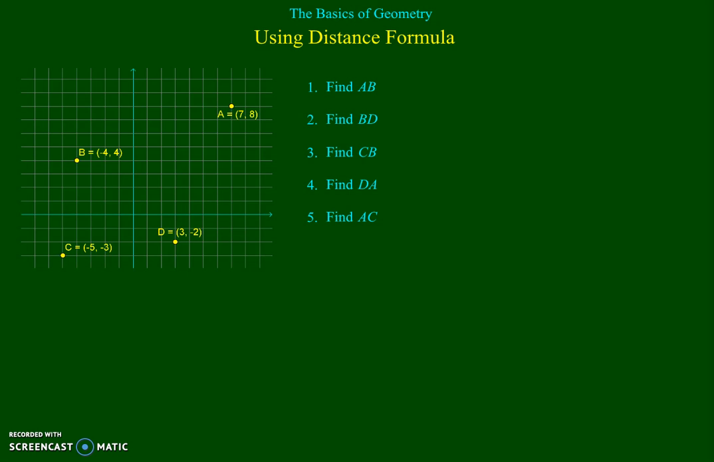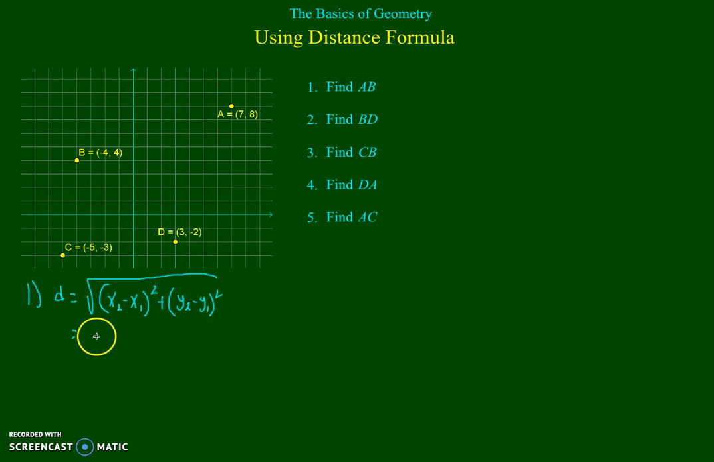Alright, so for number 1, we're looking for the length of AB. So let's go ahead and find the length of AB. For the first one, I'm going to go ahead and use the distance formula proper, and then for the rest of them, I'm just going to use my own method, the SAS method, because it's a lot quicker. So for number 1, we know that distance equals square root of x2 minus x1 squared, the difference of the x's, plus the difference of the y's.